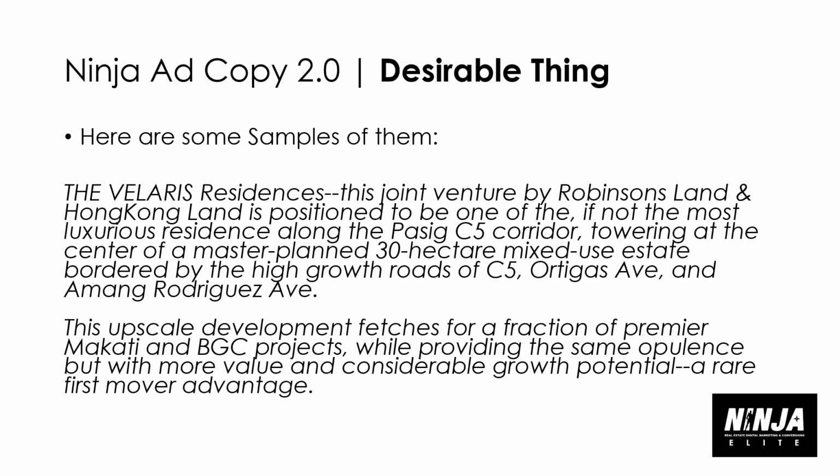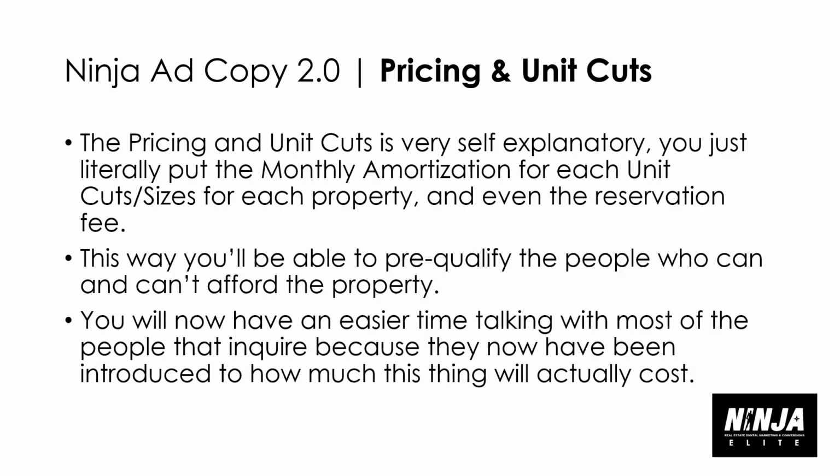So those are some examples of the desirable thing. So let's go ahead and check out the next part. Pricing and unit cuts. Now this is very self-explanatory. You just literally put the monthly amortization for each unit cuts or sizes for each property, and even the reservation fee. This way you'll be able to pre-qualify the people who can and can't afford the property. You will now have an easier time talking with most of the people that inquire because they have now been introduced to how much this thing will actually cost.